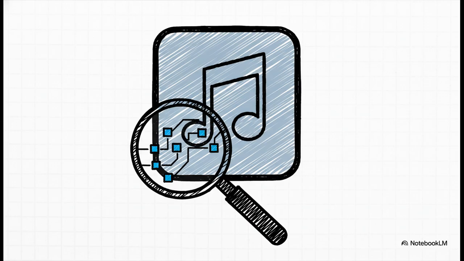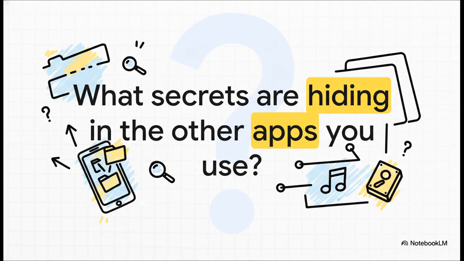It's a powerful reminder that technology can almost always be used in ways the people who built it never, ever imagined. And that really leaves us with a pretty wild thought to chew on, doesn't it? If a simple music streaming app can be turned into a secret hard drive, what other secrets, what other hidden possibilities are hiding in the other apps you use every single day? What else is lurking just beneath the surface?